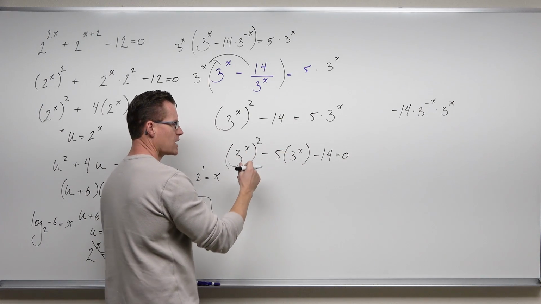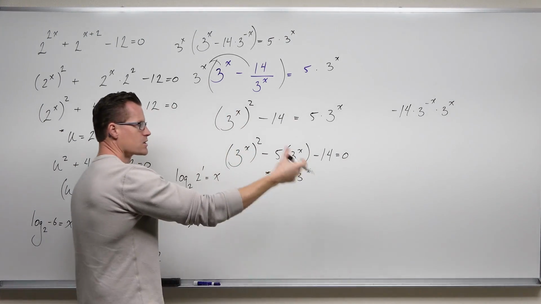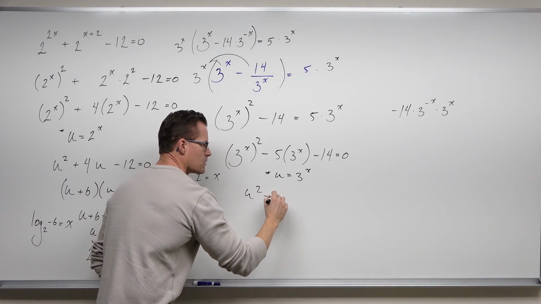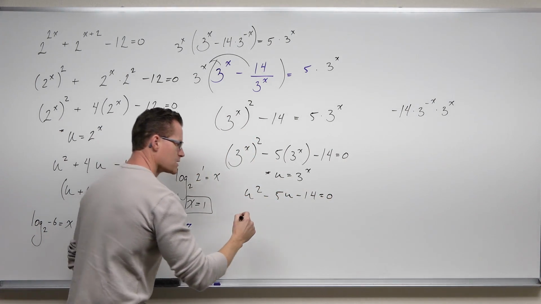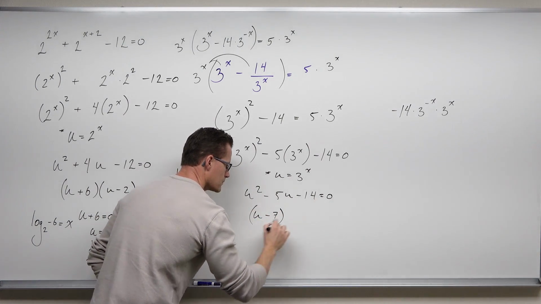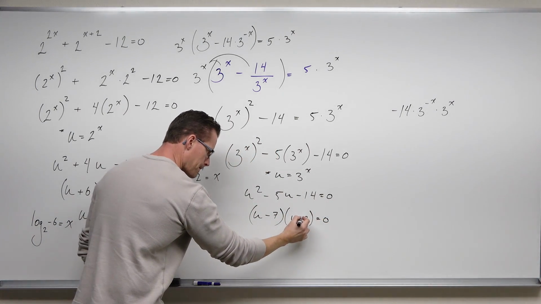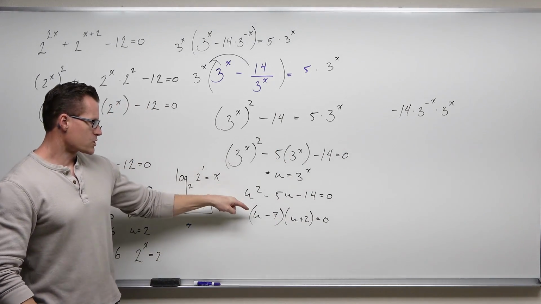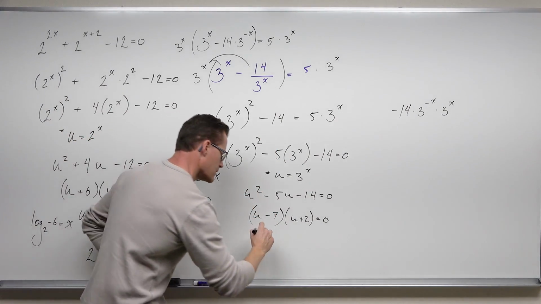So now we're set up. We have a substitution available to us. That's 3 to the x. So we're going to substitute that and get u squared minus 5u minus 14 equals 0. This factors pretty nicely for us. If you do it right, u squared, that'd be minus 5u and minus 14.